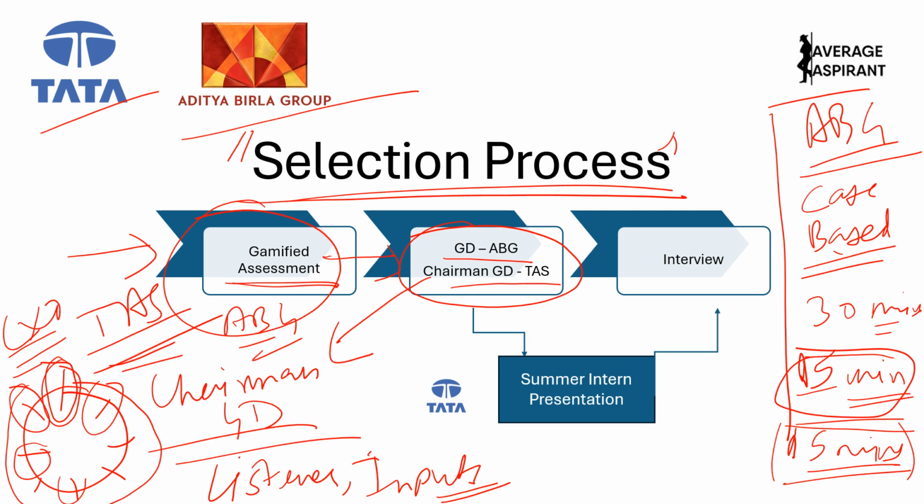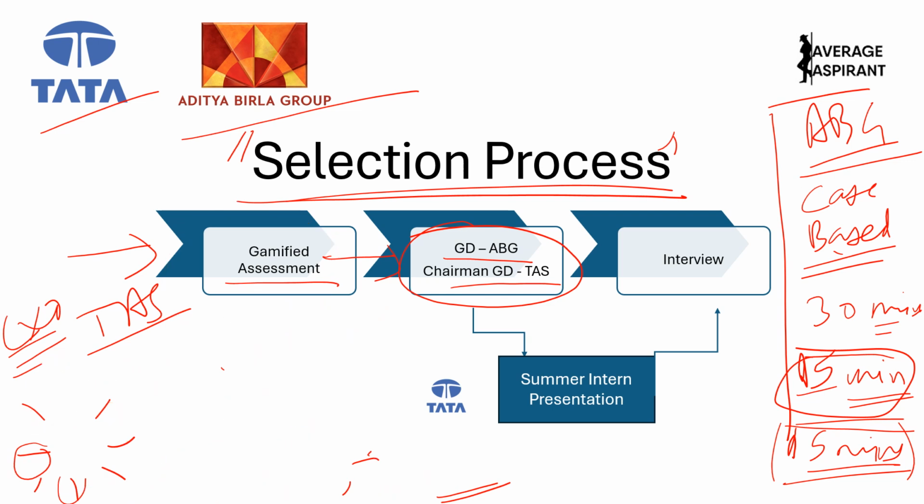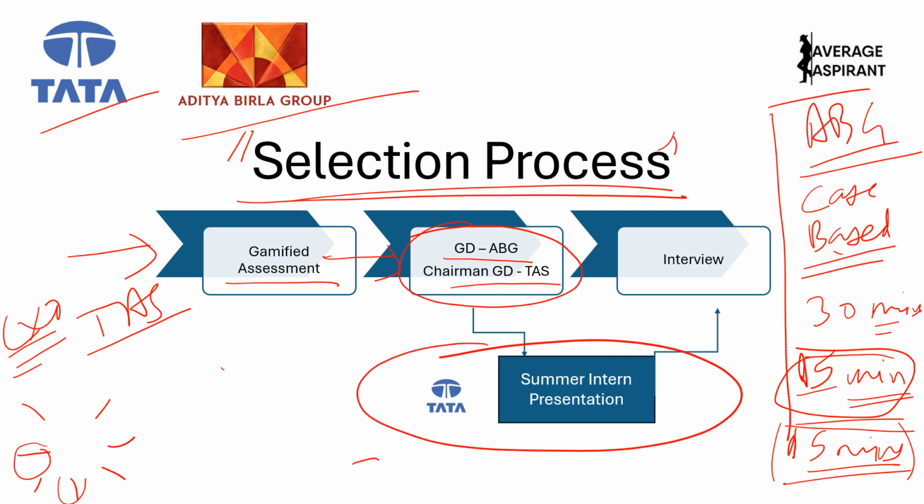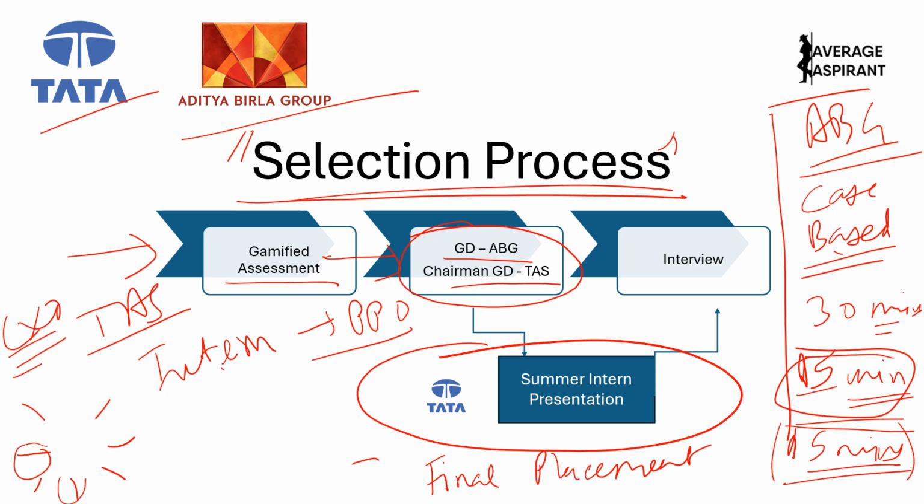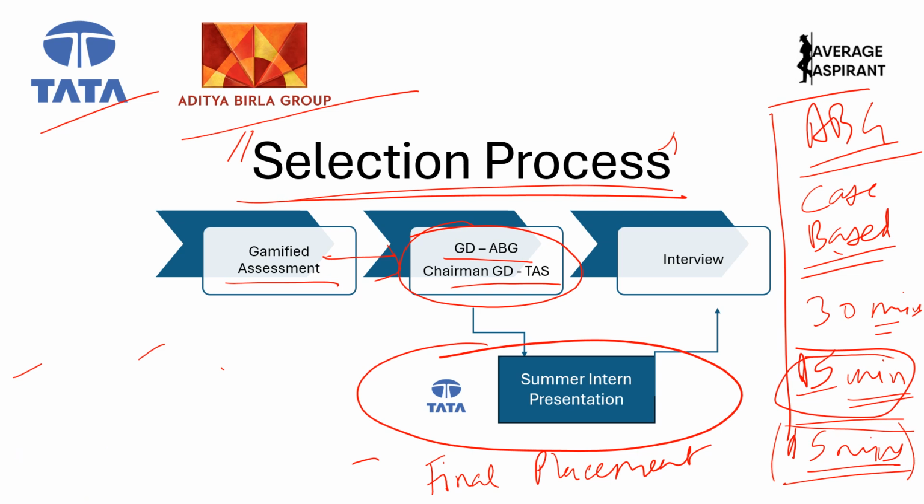Right? I'll just clear this and let you know about the extra step which TAS has, which is the summer intern presentation. Now, this is only applicable for final placement. When you are selected as a summer intern in TAS, if you get a PPO, then you have an offer there and then, right? But if TAS is coming for hiring in the final placements, you will have to go through this step.